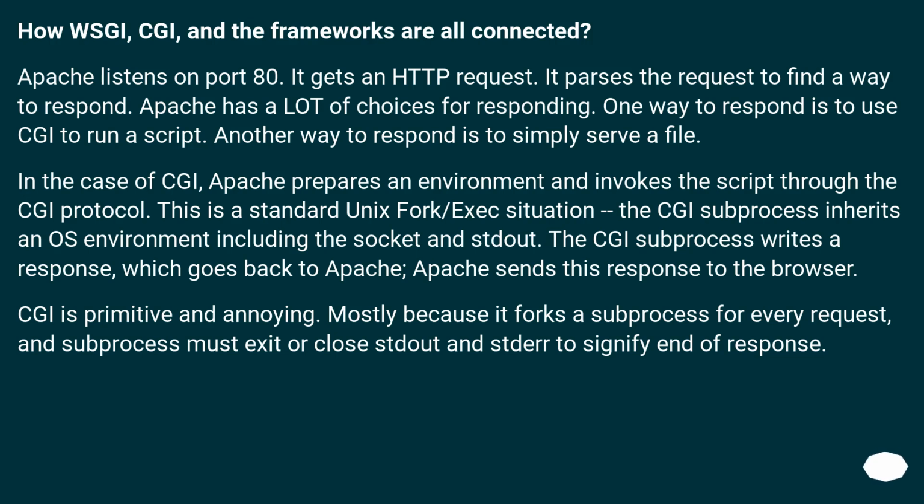In the case of CGI, Apache prepares an environment and invokes the script through the CGI protocol. This is a standard Unix fork/exec situation. The CGI subprocess inherits an OS environment including the socket and stdout. The CGI subprocess writes a response, which goes back to Apache. Apache sends this response to the browser. CGI is primitive and annoying. Mostly because it forks a subprocess for every request, and the subprocess must exit or close stdout and stderr to signify end of response.